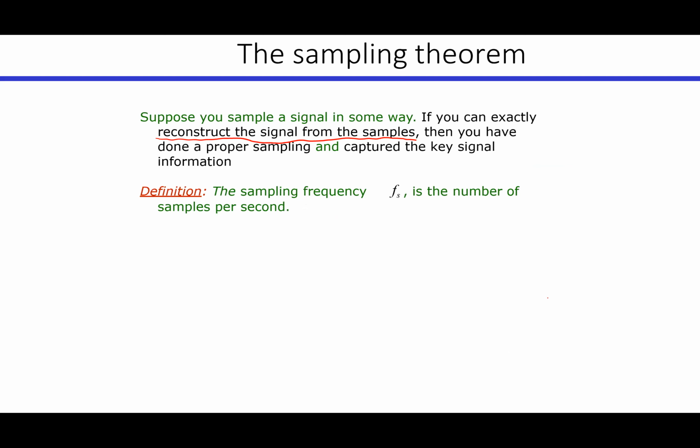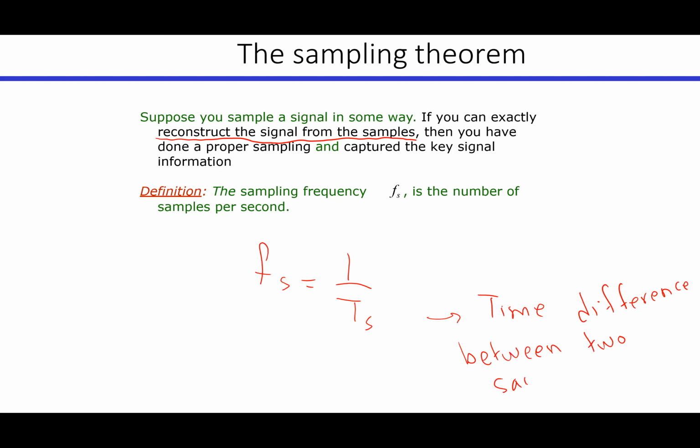The definition of my sampling frequency is basically the number of samples that I take per second. The sampling rate is 1 over TS, and TS is basically the time difference between two samples. So when my FS goes up, meaning I increase my sampling frequency, the time between the two samples goes down. So TS goes down, and this is an inverse relationship.